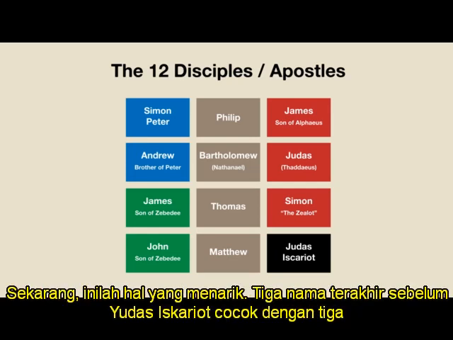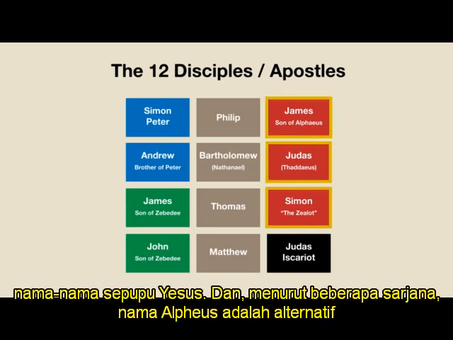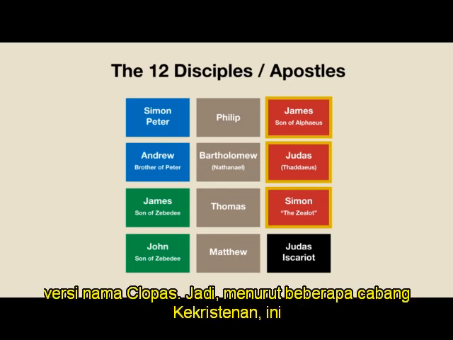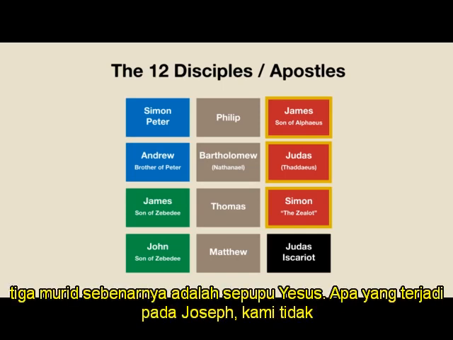Now, here's the interesting thing. The last 3 names before Judas Iscariot match 3 of the names of Jesus' cousins. And according to some scholars, the name Alphaeus is an alternative version of the name Clopas. So, according to several branches of Christianity, these 3 disciples were in fact the cousins of Jesus. What happened to Joseph, the 4th cousin, we do not know.